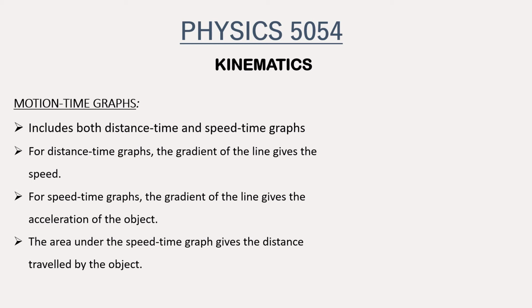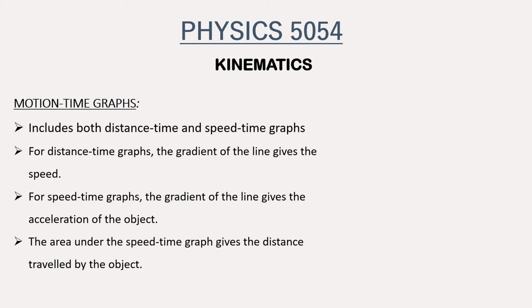So while the gradient in distance time gave the speed, in speed time or in velocity time graphs, the gradient of the line is now equal to the acceleration of the object. Lastly, the area under the speed time graph gives the distance traveled by the object. What this means is that whenever we have a line across a graph, we can calculate the area between the line and the x-axis, and that would be equal in this case to the distance traveled by the object.